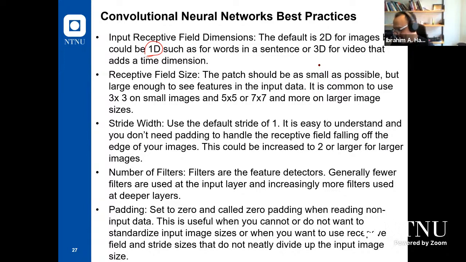And if we have the time dimension too, sometimes in video we can convert, for example, each minute into some input volume. I described it last time in one example. So, for example, the depth will be how many frames per second, and we can use a 3D filter size. The batch should be as small as possible, but large enough to see features in the input data. It's common to use 3 times 3 for small images, and 5 times 5 or 7 times 7 or more for large images.